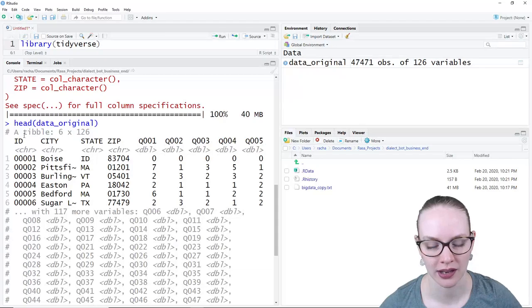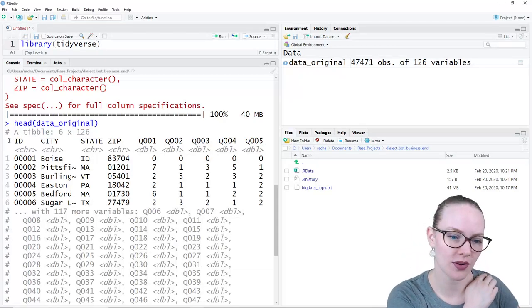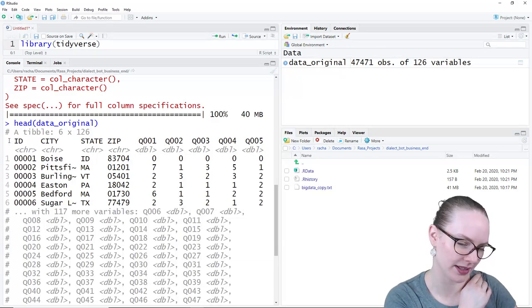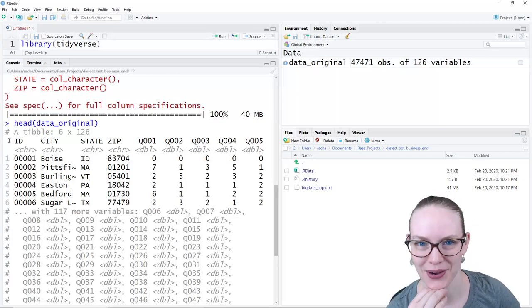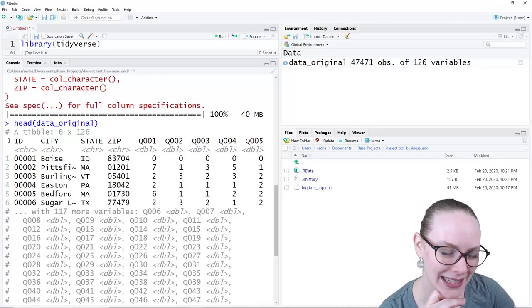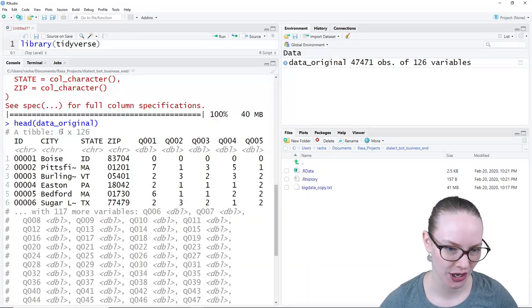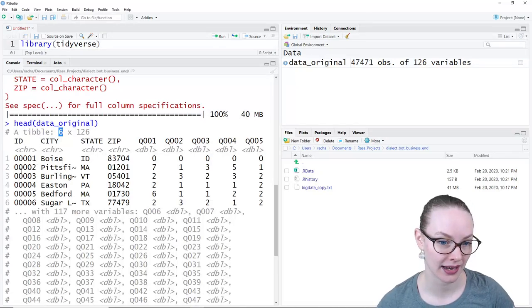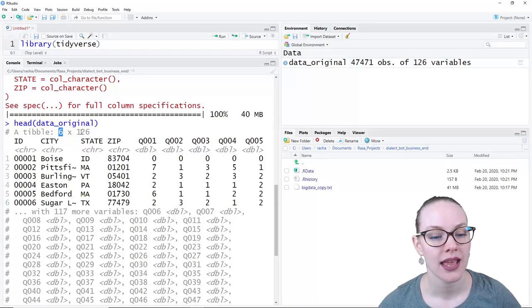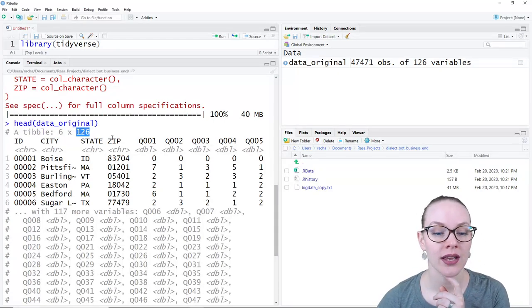Where you have rows and columns and whatnot. It's like a spreadsheet, basically, that you can interact with algorithmically. You can interact with them algorithmically anyway, with code. And this particular one is fairly large. So it is six rows, because this is the head of the data frame, which is the first six rows, and 126 columns, which is quite a few.